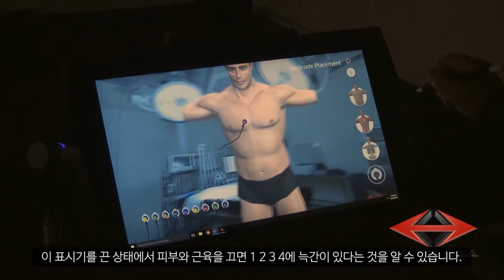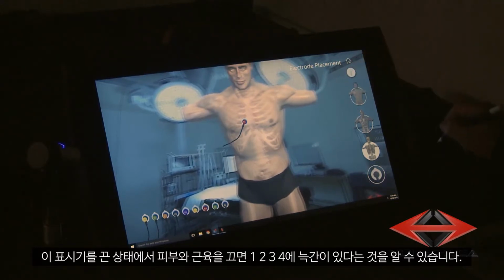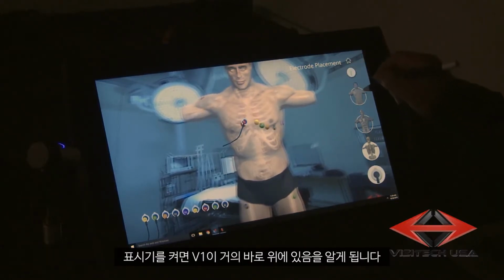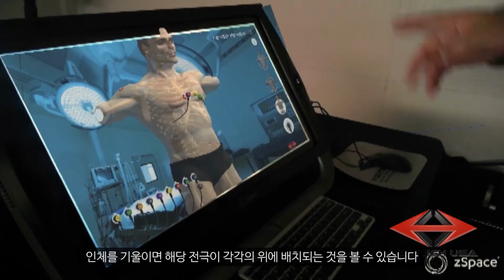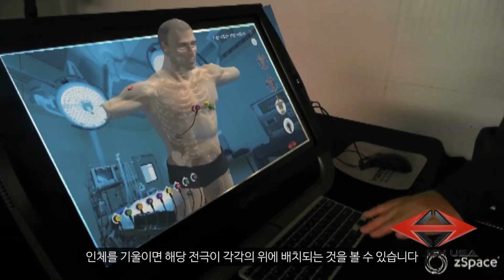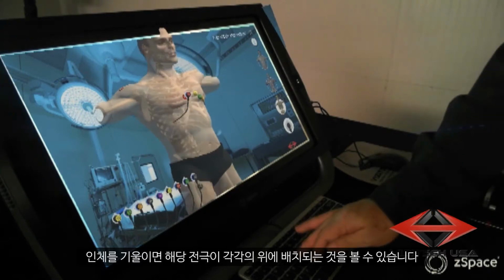We turn these indicators off. We can now see that if we turn off skin and turn off muscle, that intercostal space is now there from 1, 2, 3, 4. And if we turn on the indicators, we can see that it's almost right on top of the indicator where it goes for V1. If we were to tilt the individual, we can see by tilting it where those electrodes are placed spatially on top of the individual.